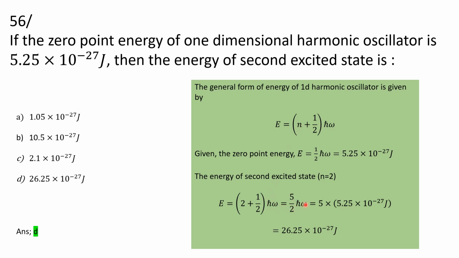5 by 2 h cross omega. Again, we know the value of half h cross omega. So by multiplying it with 5, we can find the value of the second excited state, that is coming out to be 5 into 5.25 into 10 to the power minus 27 joule, which is equal to 26.25 into 10 to the power minus 27 joule. So here option D is the correct answer, that is 26.25 into 10 to the power minus 27 joule.